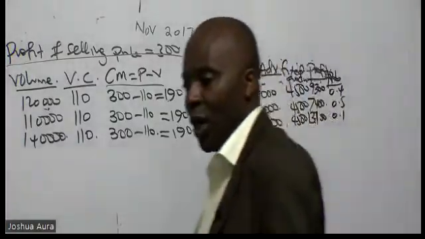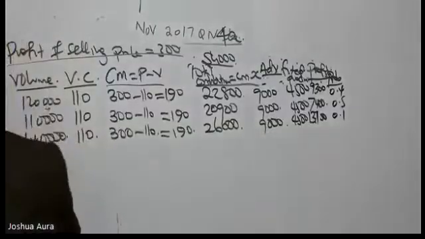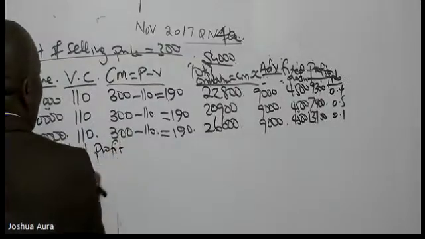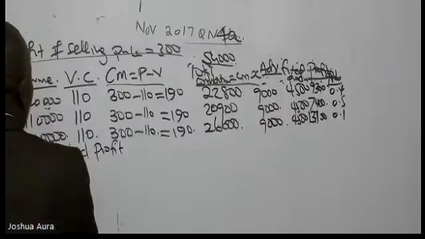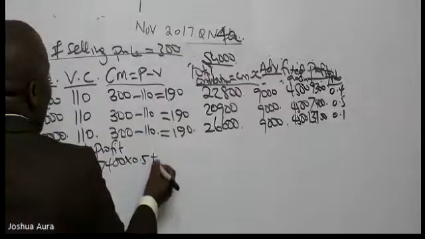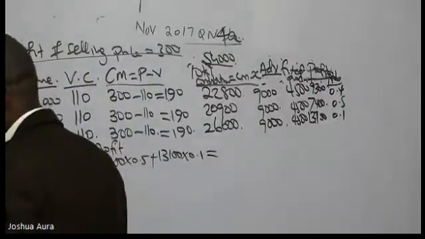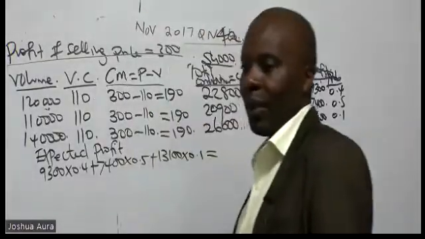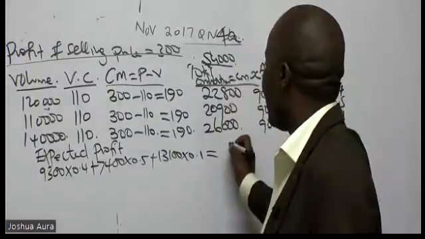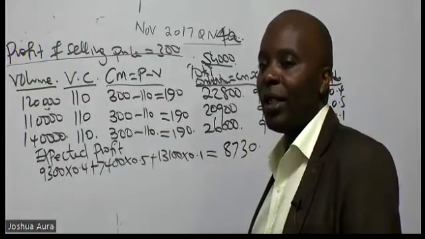So ladies and gentlemen, what I need to do now with the profitability, and I have the probability there, is give them what we call the expected profit. So we have 9,300 times 0.4 plus 7,400 times 0.5 plus 13,100 times 0.1, like that, which will end up giving us what expected profit? Please help me out here. 87.30. 87.30.